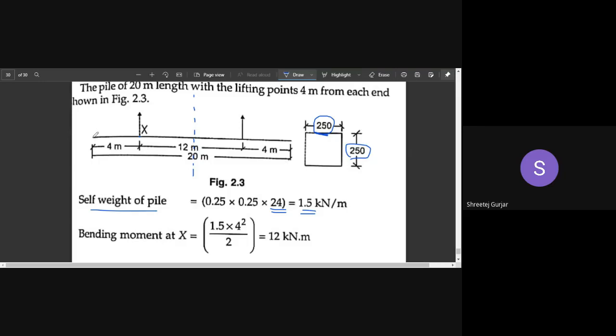So it will be what? Consider the dead load acting as a UDL. The dead load will be acting throughout, okay? So I'll consider only this part. So how much is this UDL? It is 1.5.